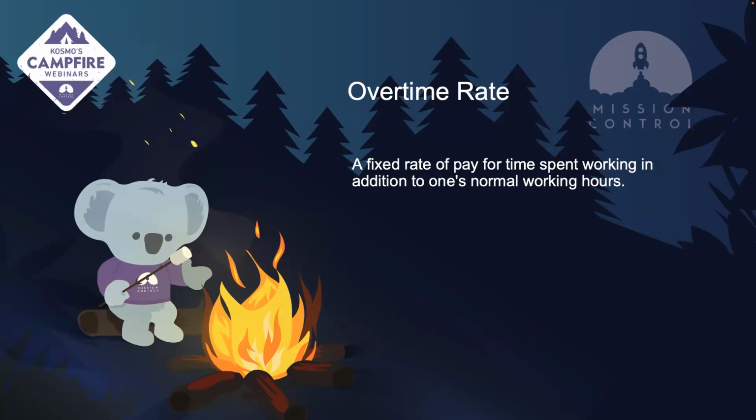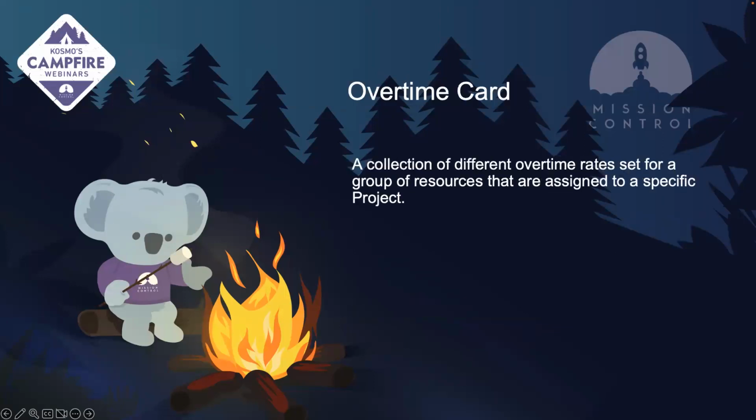Okay, so just starting out with the overtime rate, this is a fixed rate of pay for time spent working in addition to one's normal working hours. So in addition to what they might already be contributing to the project or their project rates. And then our overtime card is a collection of different overtime rates set for a group of resources that are assigned to a specific project. So you might have different rates for your customer service team or your field service team. It might be specific to the kind of project that is being worked and so forth. So this is going to have a collection of rates in just one overtime card. And this will allow you to have multiple rates on your project, okay?